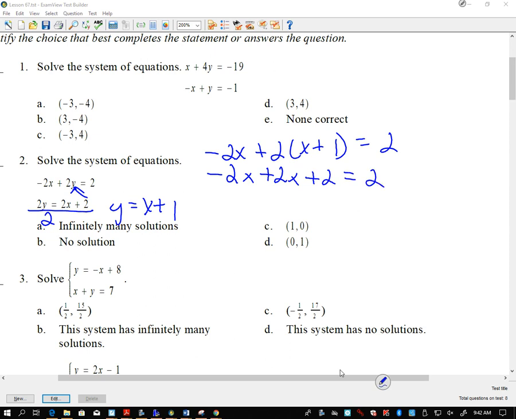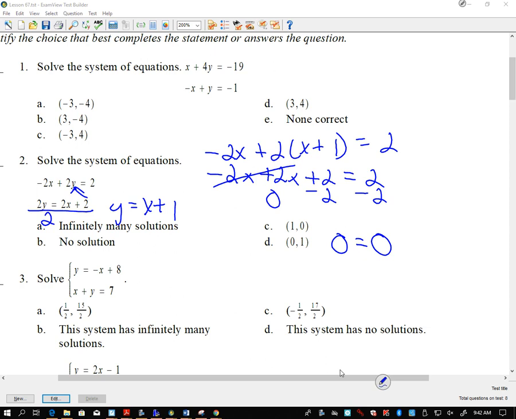Well, I've got negative 2x plus 2x. What does that come down to? Right? Well, actually, it's 0. It cancels out. And what would I do here? I would subtract 2, right? Okay. Well, what's 2 minus 2? 0. So I get 0 equals 0. Is this a true statement? Yeah. Therefore, it's infinitely many solutions because I've eliminated all my variables, and I have a true statement.